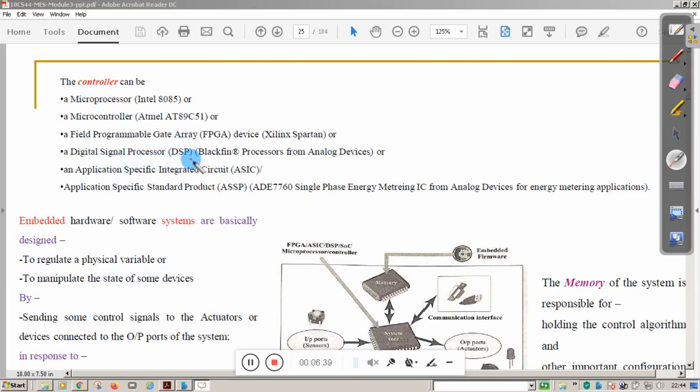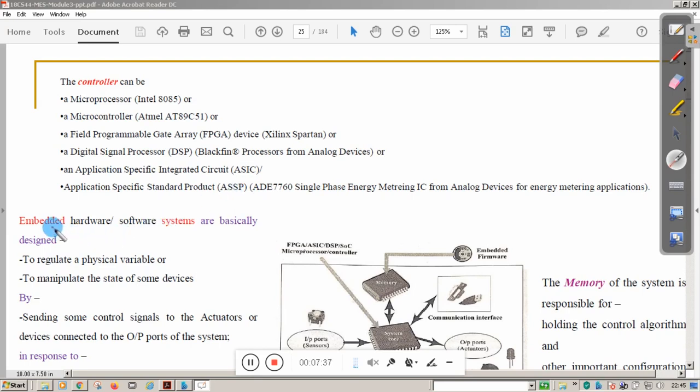Other than that, we have something called a digital signal processor, which is basically used to modulate the data related to multimedia. Then you have an application specific integrated circuit, which is meant for a particular application or particular hardware. Other than that, we have application specific standard product, like the AD7760 IC, which is used in a single phase energy metering meter, which will calculate the power consumption in the electrical meter used in household applications. So the difference between ASIC and ASSP is that ASIC is proprietary, that means it is not available in the open market. Application specific standard product is non-proprietary, that is, it can be sold in the open market.